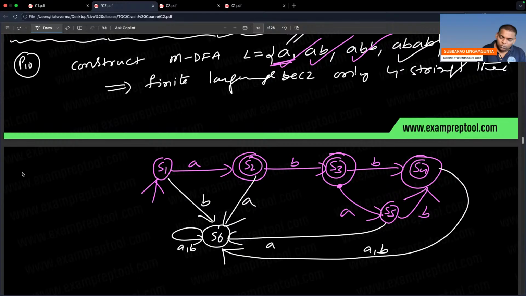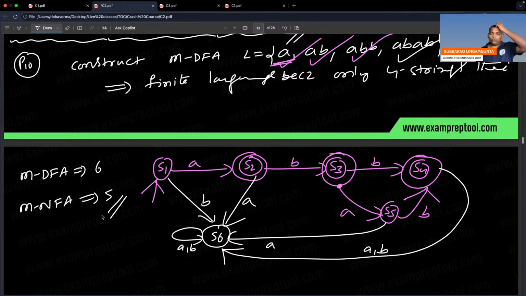Now see this one, do this problem. Minimal DFA contains how many states? 1, 2, 3, 4, 5, 6. But minimal NFA contains 5 states. You can ignore that state, because if you remove that white color thing, that is called NFA. Some people are asking, sir, why did you write the white color thing? DFA should accept only these 4. If you give anything other than these 4, it will reject.